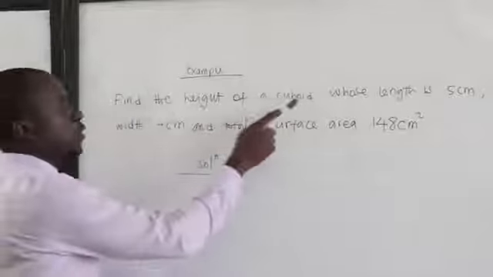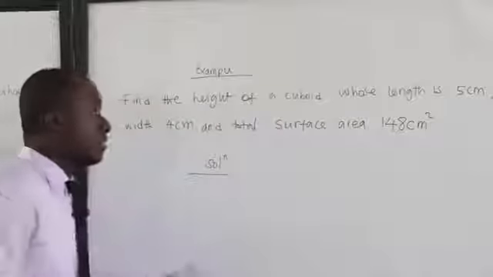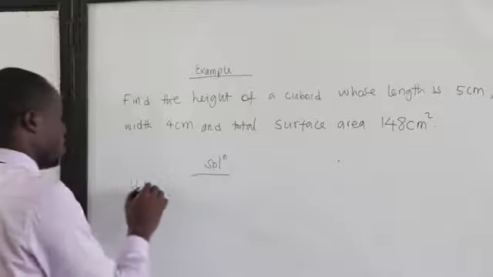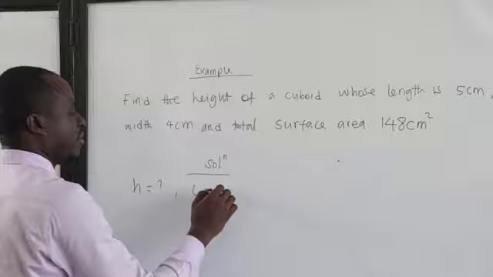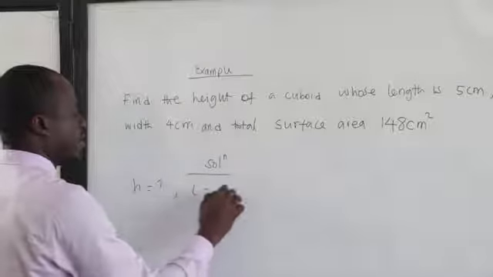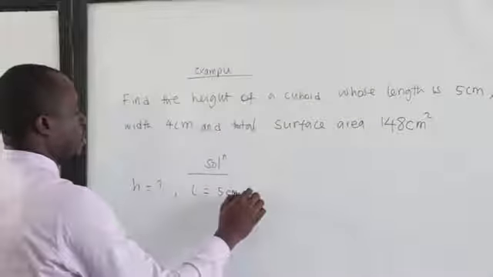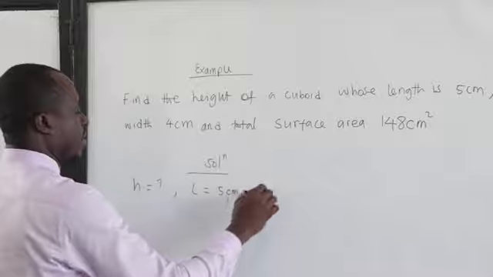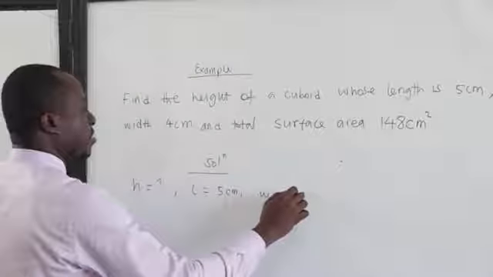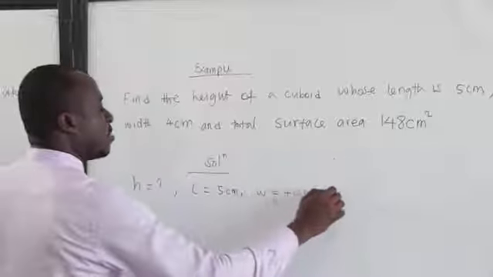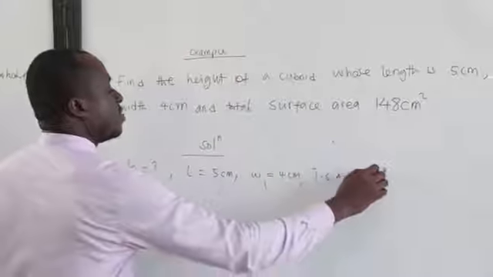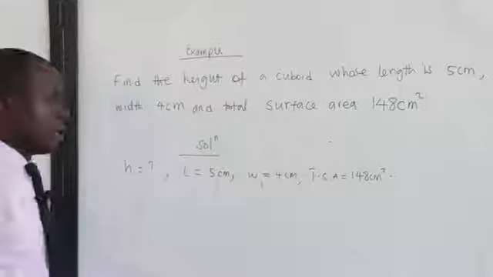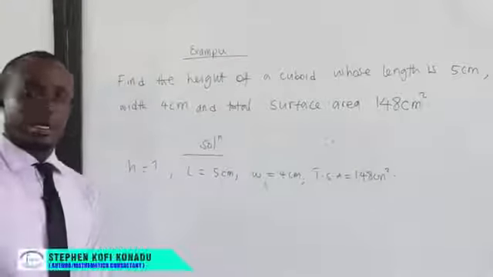Find the height of a cuboid whose length is 5 centimeters. So we want to find the height. We don't know the height, but we know the length is 5 centimeters. We know the width. The width will be 4 centimeters. And then we also know the total surface area. That's 148 centimeters square. Now, we want to find the height.